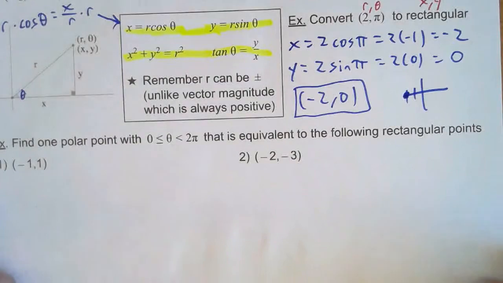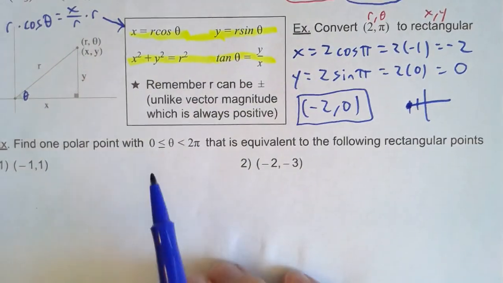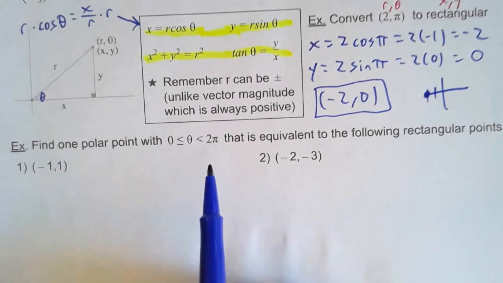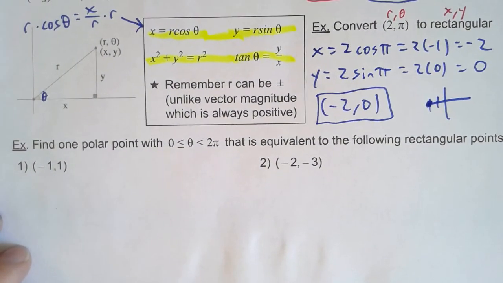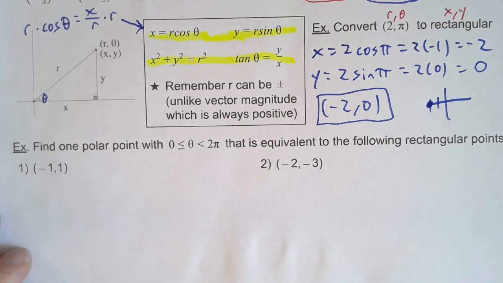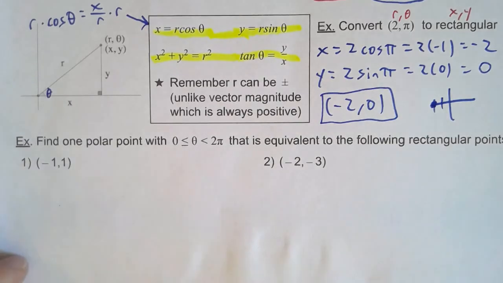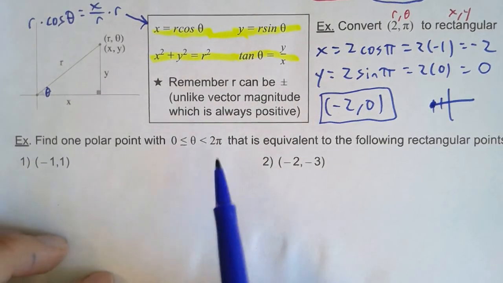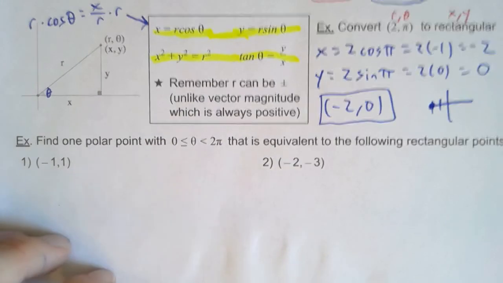All right, now going backwards, notice we have some kind of more complicated directions. We can't just say convert, because again, there's that issue of there's an infinite number of polar points for any place in any location in space. And so we're just going to ask you find one. Just give us any polar point. But to try to narrow it down a little bit, we'll restrict you to using angles that are between 0 and 2 pi. So notice we do want radians.